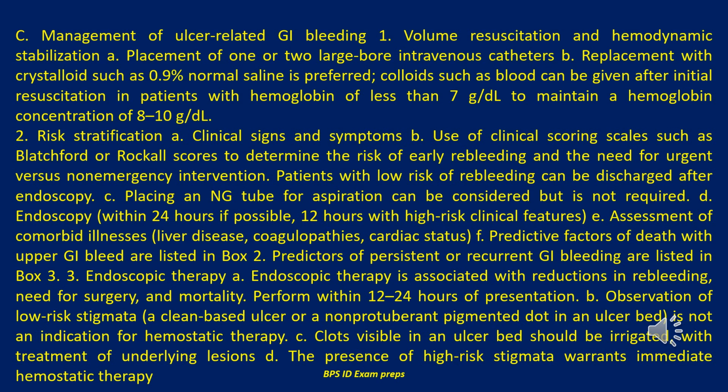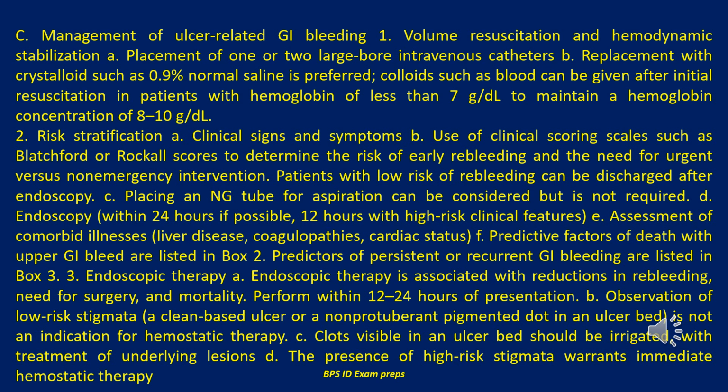2. We will now discuss risk stratification. It should be based on the following: A. Clinical signs and symptoms. B. Use of clinical scoring scales such as Blatchford or Rockall scores to determine the risk of early rebleeding and the need for urgent versus non-emergency intervention. Patients with low risk of rebleeding can be discharged after endoscopy. Placing an NG tube for aspiration can be considered but is not required.